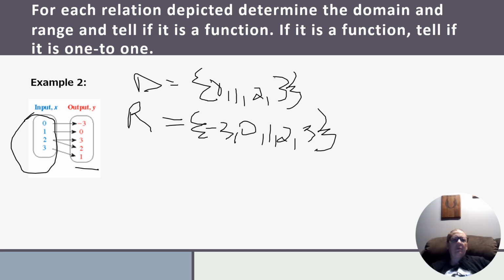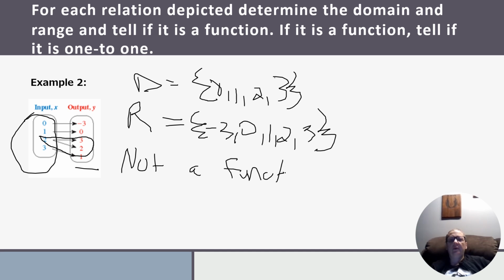All right, so now I want to tell if it's a function. So I'm looking at the x values and seeing if any one goes to more than one thing. And you can see here this 2 goes to both a 3 and a 2. So therefore, it is not a function.